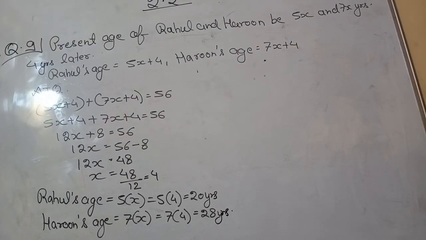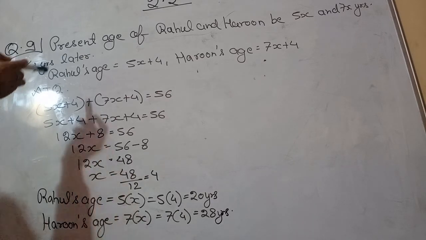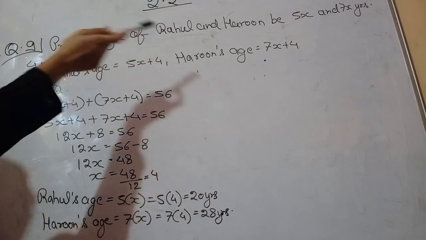Now in question number 9, see what is given. The ages of Rahul and Harun are in the ratio of 5:7. So I have told you, if a question is given in the ratio form, you just have to multiply one variable with that ratio and you will get your perfect quantity. So what is the ratio of Rahul and Harun's age? That is 5:7. So let us take their present ages to be 5x and 7x years.